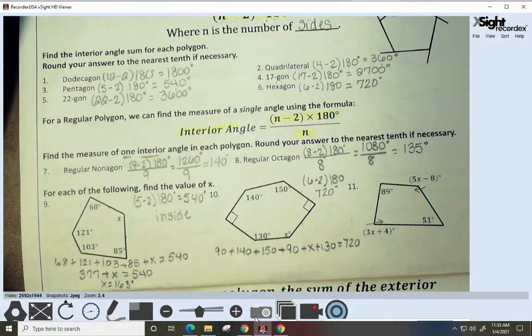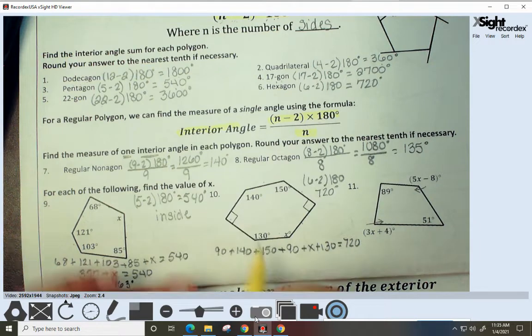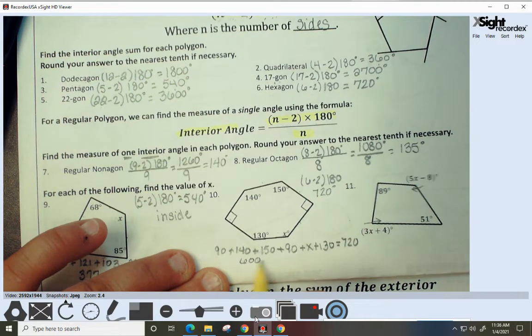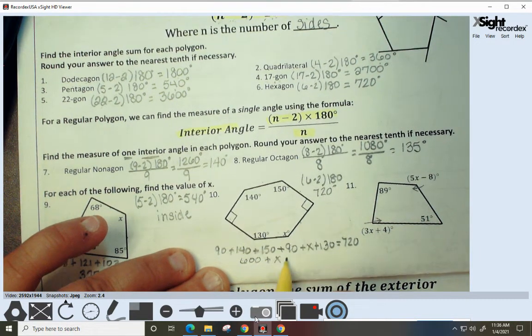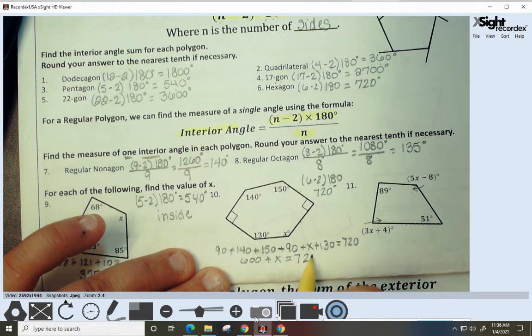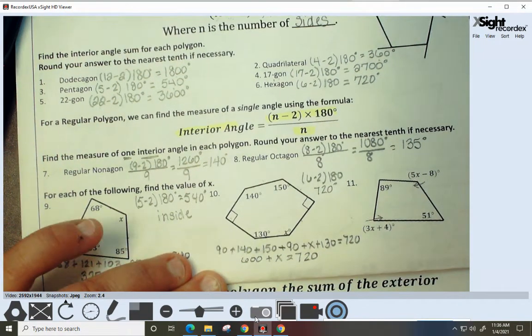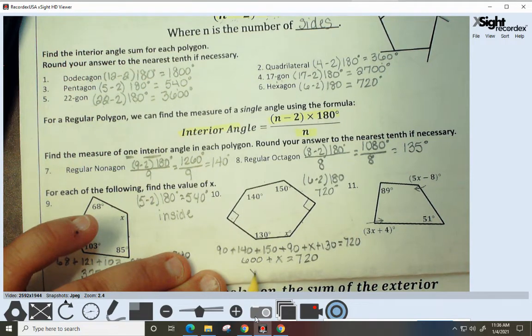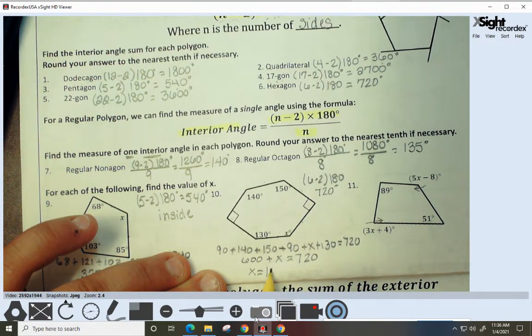So I'm going to add them up: 90, the 140, the 150, another 90, and my 130. And that's going to give me 600 plus my x is equal to 720. Then I'm going to subtract it off. So x is going to equal 120 degrees.